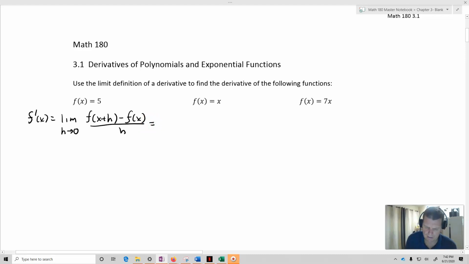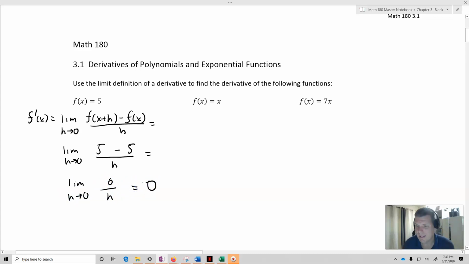Well, in the case of a constant function, f of x plus h is actually 5, and f of x is also 5 because it's constant. It doesn't change. So we get 5 minus 5 over h, and that's just the limit as h approaches 0 of 0 over h, and so that's simply 0. We don't even need to take that limit. It's 0.